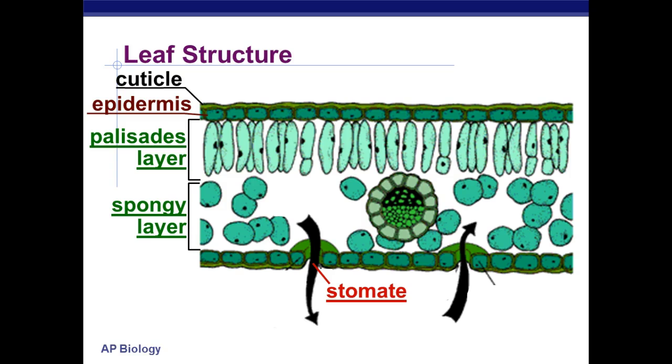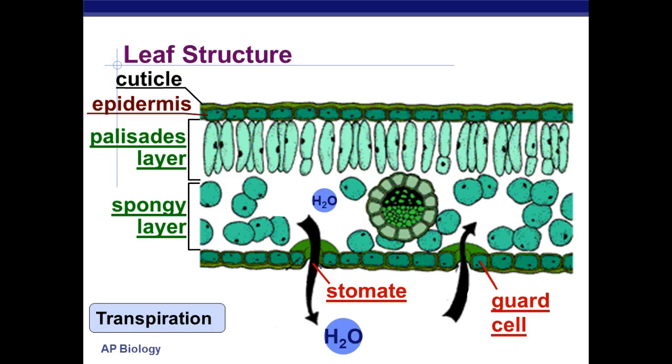On the underside of the leaf, we'll find openings called stomates or stomata. Those openings are surrounded by a pair of cells called guard cells. They basically guard the opening. They guard the stomata. They allow it to either be open or to be closed.